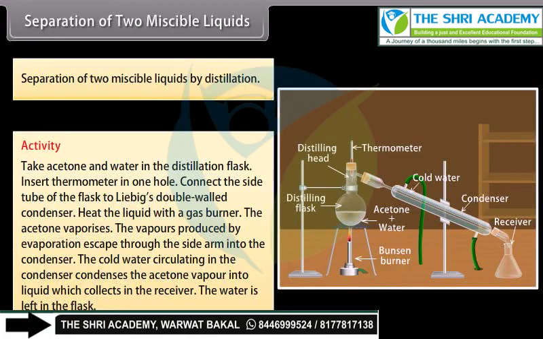Connect the side tube of the flask to Liebig's double-walled condenser. Now heat the liquid with a gas burner. The acetone vaporizes. The vapors produced by evaporation escape through the side arm into the condenser. The cold water circulating in the condenser condenses the acetone vapor into liquid which collects in the receiver. The water is left in the flask.